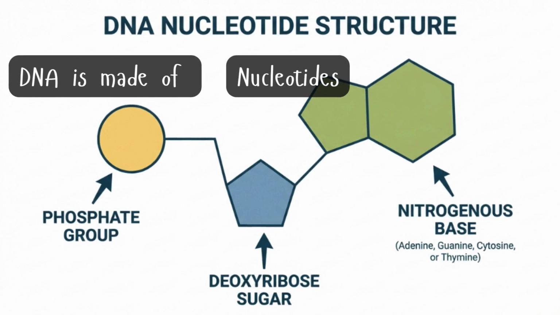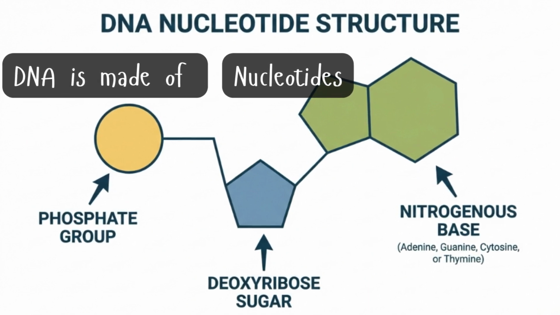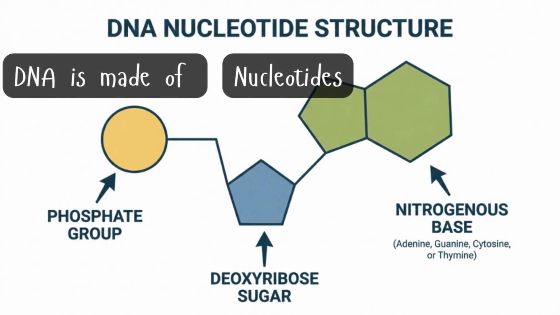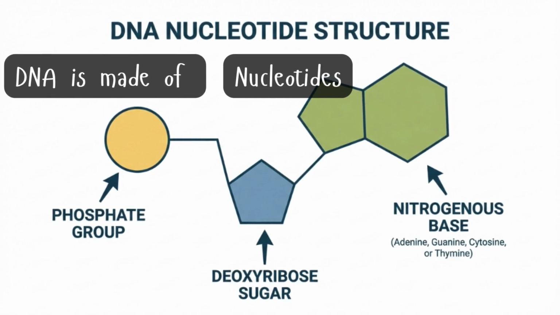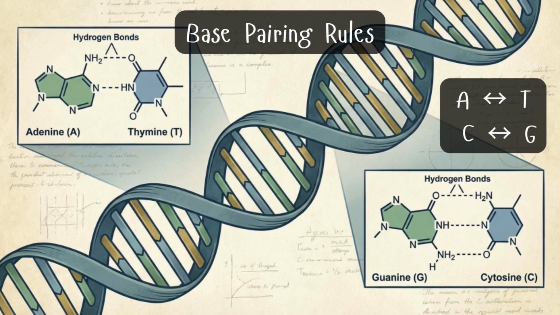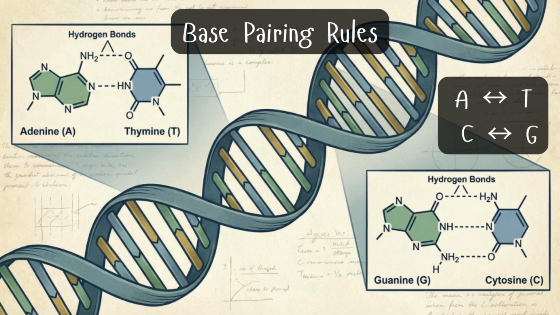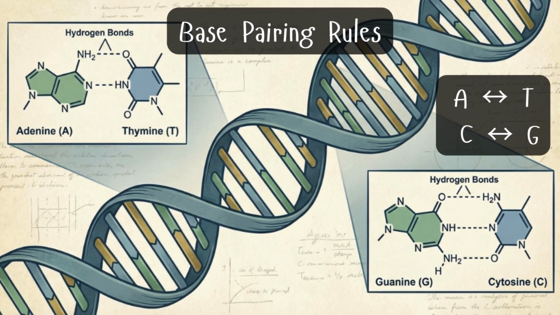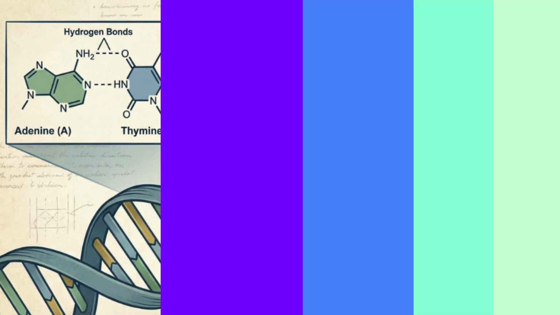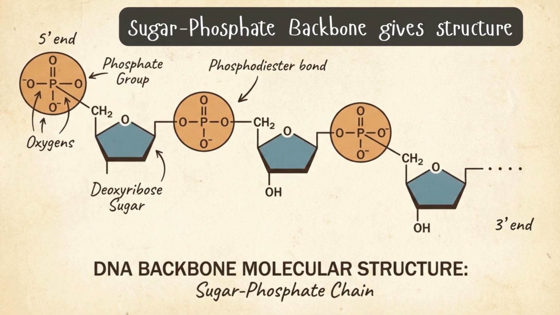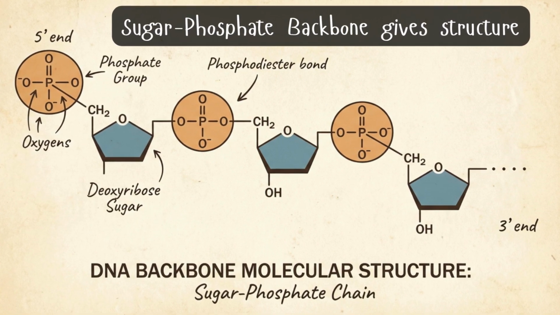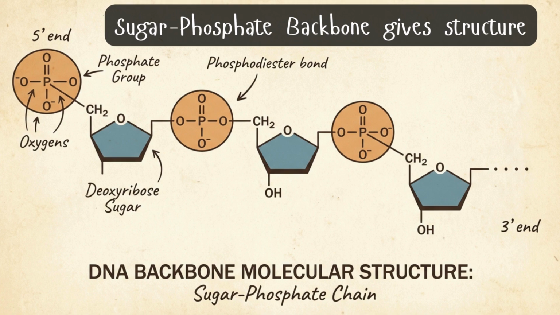DNA is made up of smaller units called nucleotides, each consisting of a sugar, a phosphate group, and a nitrogenous base. The nitrogen bases pair specifically. Adenine pairs with thymine, and cytosine pairs with guanine. The sides of the DNA ladder are formed by a sugar-phosphate backbone, which provides stability to the molecule.